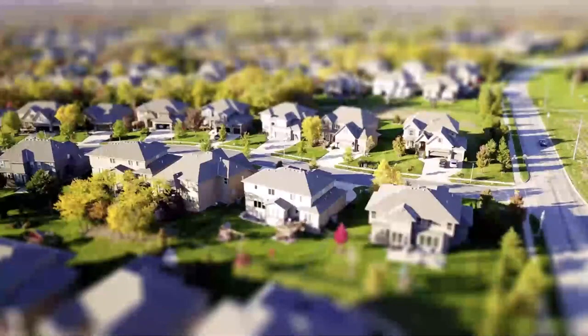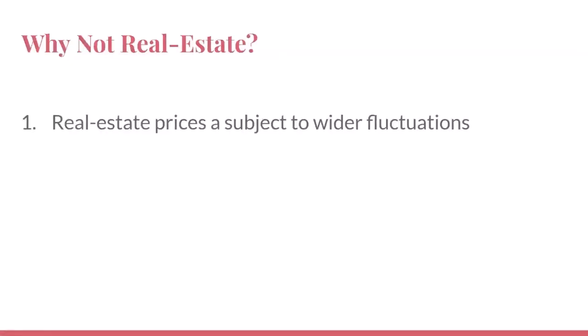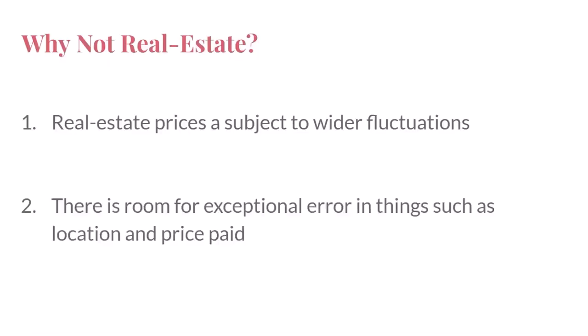The next option we may think about is real estate as a guard against and to keep up with inflation. While it is true that real estate offers an effective way to guard against inflation, Graham does not recommend it to the average investor as a first alternative for 2 main reasons. Real estate prices are subject to wider fluctuations, and there is room for exceptional error in things such as location and price paid.